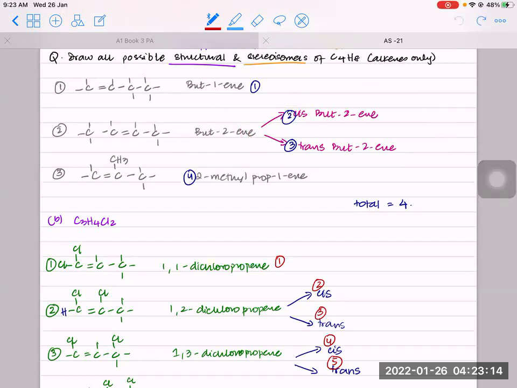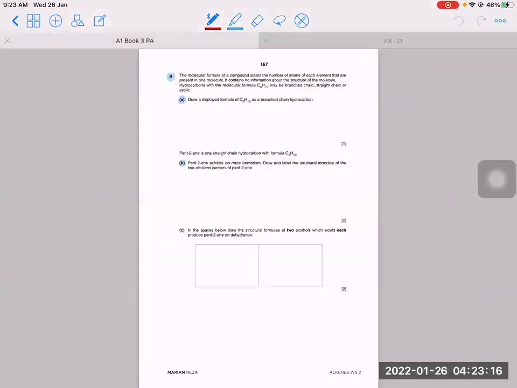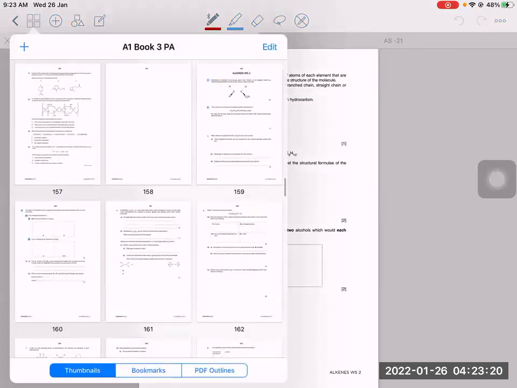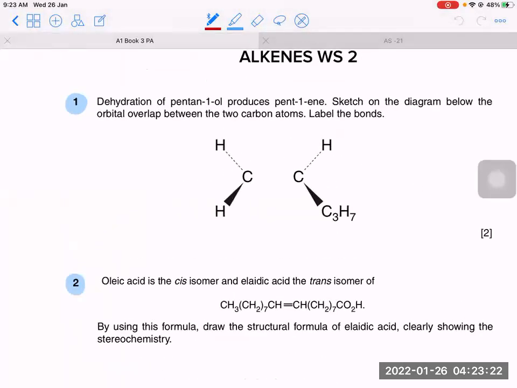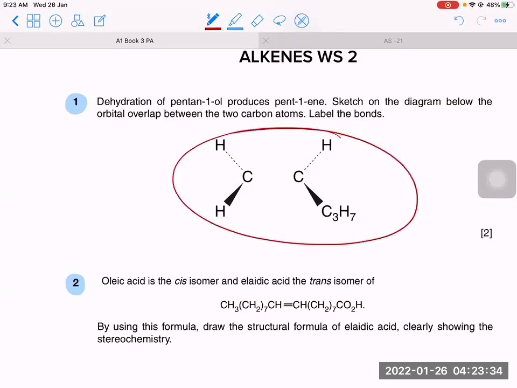Clear? All right. I gave you guys some homework. I told you to do these questions right here. Dehydration of pentan-1-ol produces pent-1-ene. Sketch the diagram below. Show the orbital overlap between the two carbon atoms. Label the bonds. So this right here is pent-1-ene. So you need to show the bonds. So pent-1-ene means you must have a carbon-carbon double bond.